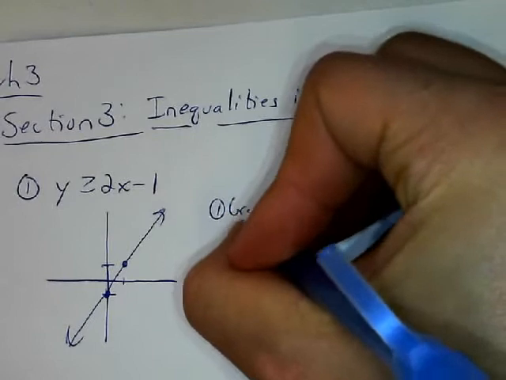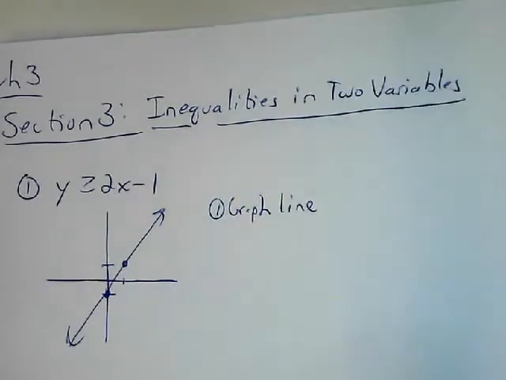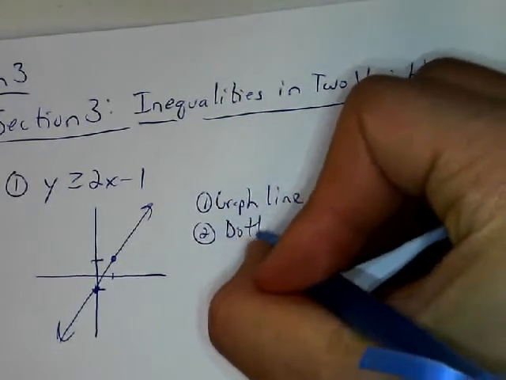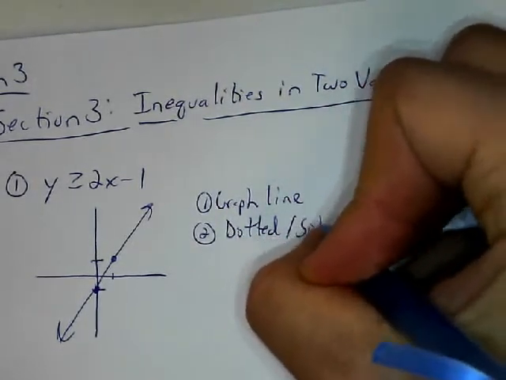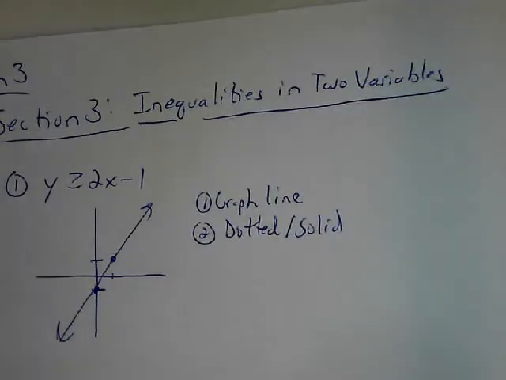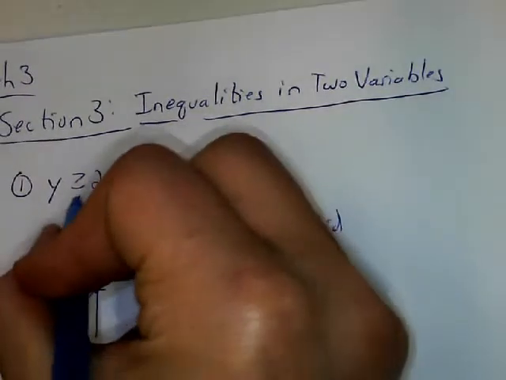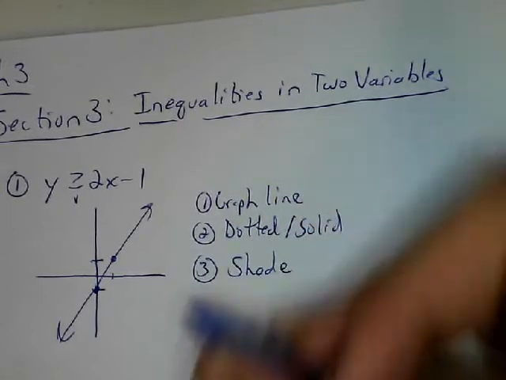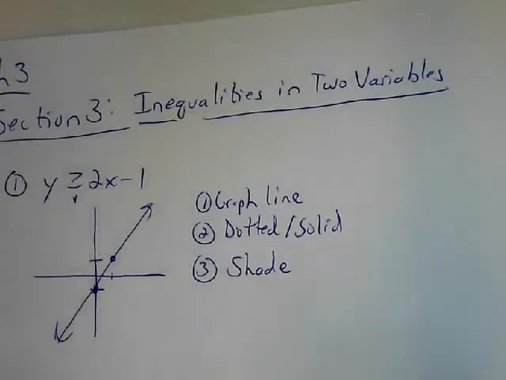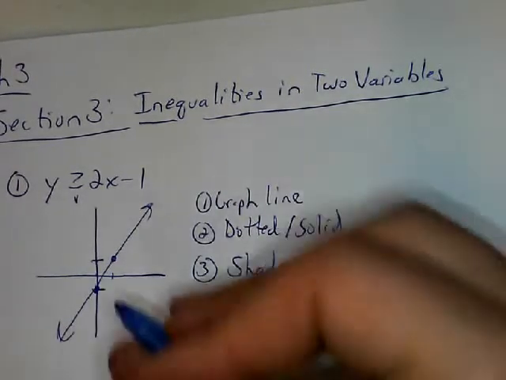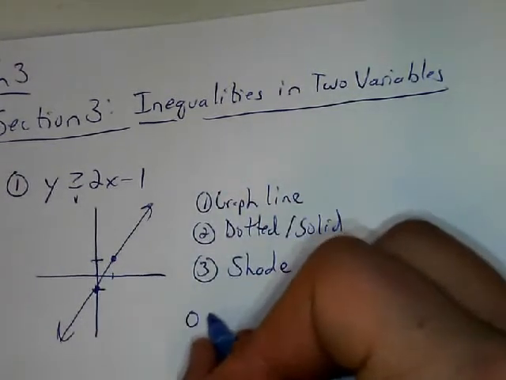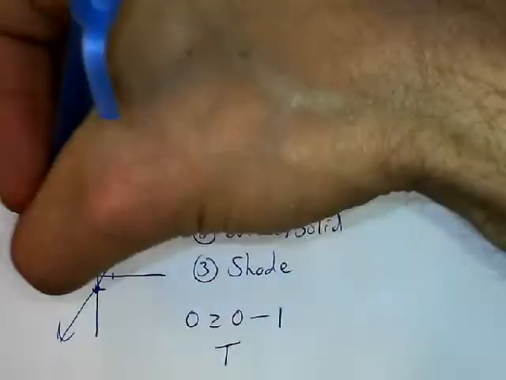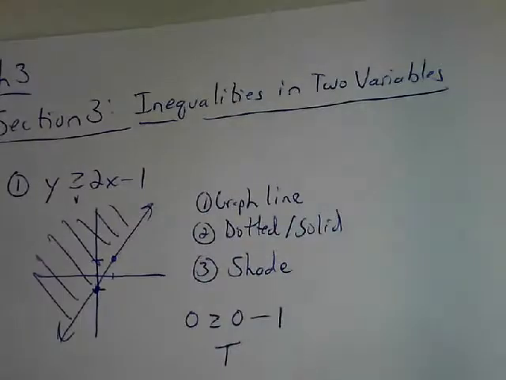A couple quick things. One, obviously we have to graph the line. Two, we have to ask ourselves, is it dotted or solid? In this problem it was solid because it was equal to. And three, we have to shade. When you shade, you can just pick a test point. I see (0, 0) is not on the line, so I can plug in 0, 0: 0 must be greater than or equal to 0 minus 1.